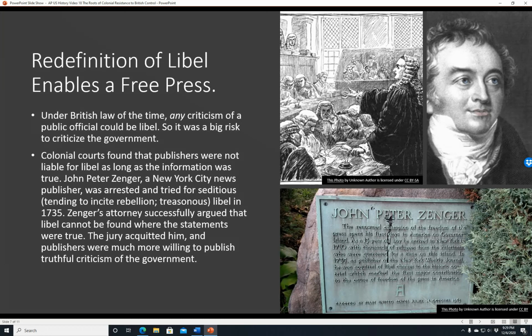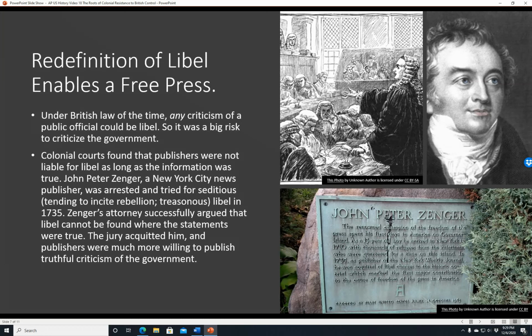John Peter Zenger, a New York City news publisher, was arrested and tried for seditious libel in 1735. In case you don't know what seditious means, tending to incite rebellion, treasonous, the idea you're encouraging other people to rebel against the government. Zenger's attorney successfully argued that libel cannot be found where the statements were true. The jury acquitted him, and publishers were much more willing to publish truthful criticism of the government.